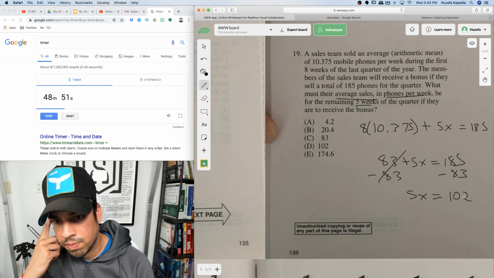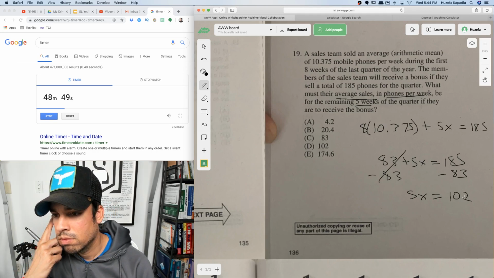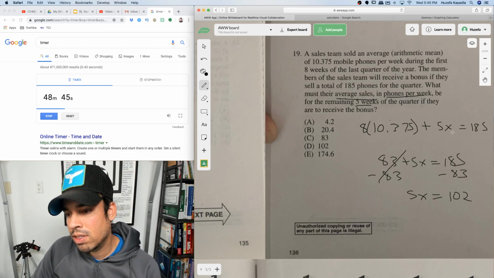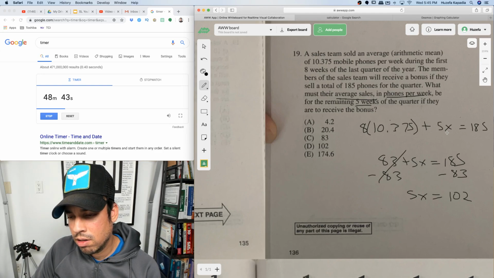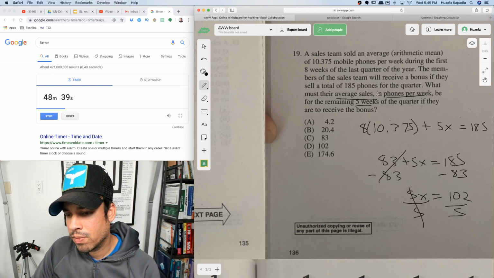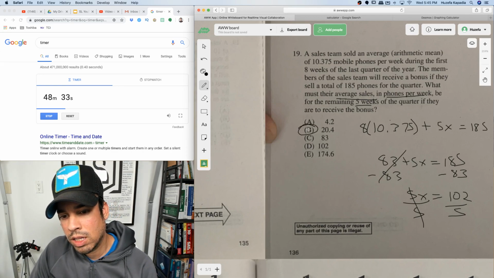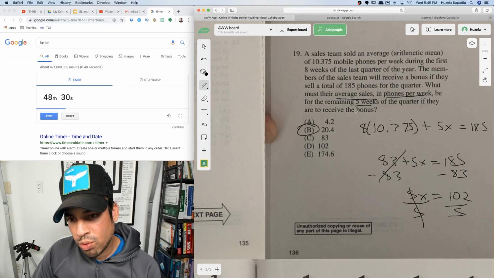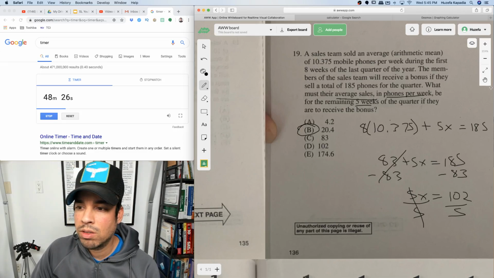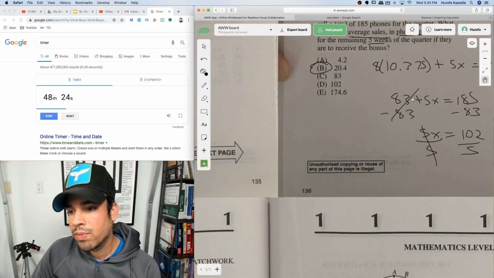So then I divide by 5, and this is their weekly amount. Divide by 5. This is the amount they must sell per week. 20.4, I think that's right. So they do 20.4 there. This would be 83. 20.4 times 5 takes us back to 102. They get 185. That's right, I think.